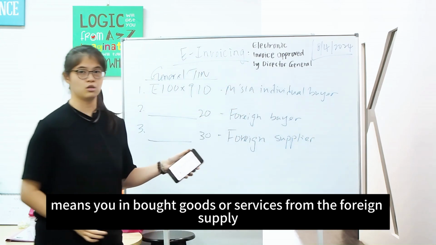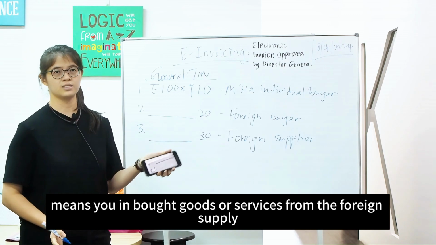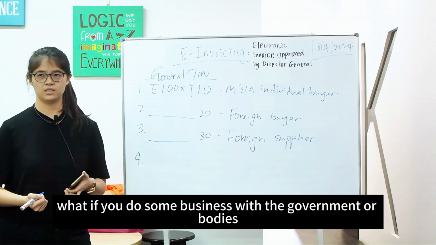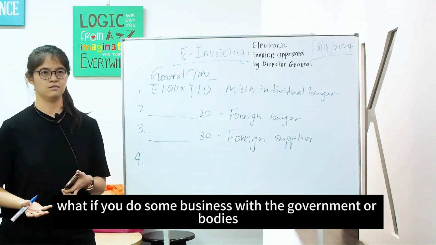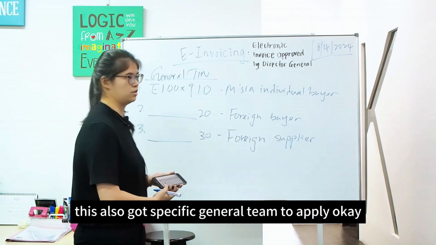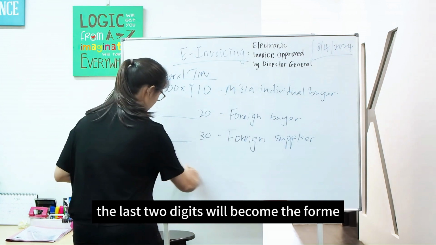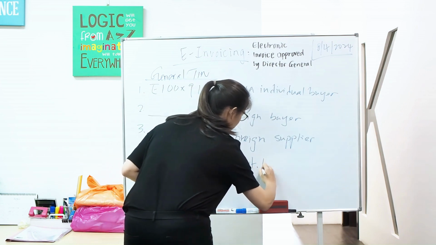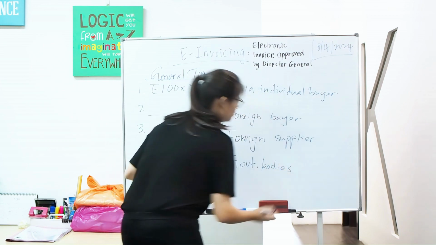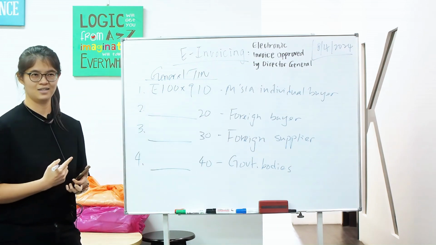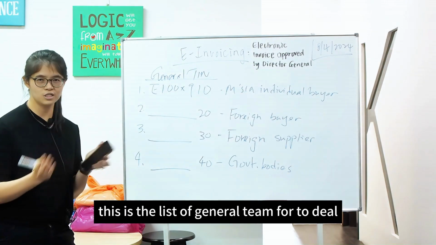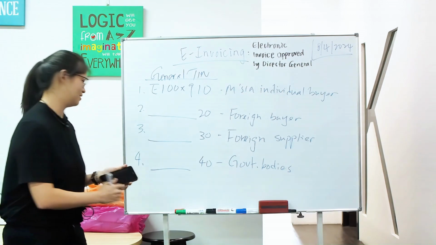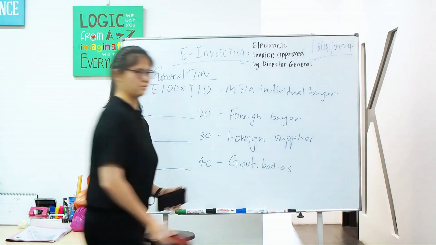Means you import goods or services from a foreign supplier. And then the last one, what if you do some business with government bodies? This also has a specific general TIN to apply. Okay, the last 2 digits will become 40. Can you follow? This is the list of general TINs for dealing with specific situations. Okay, then we move to the next.